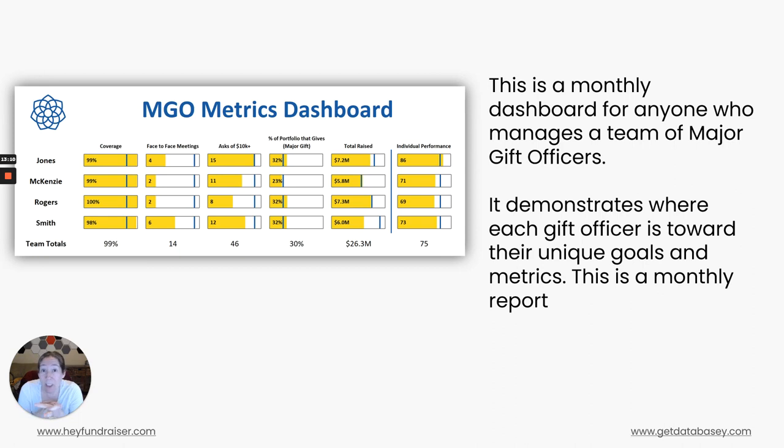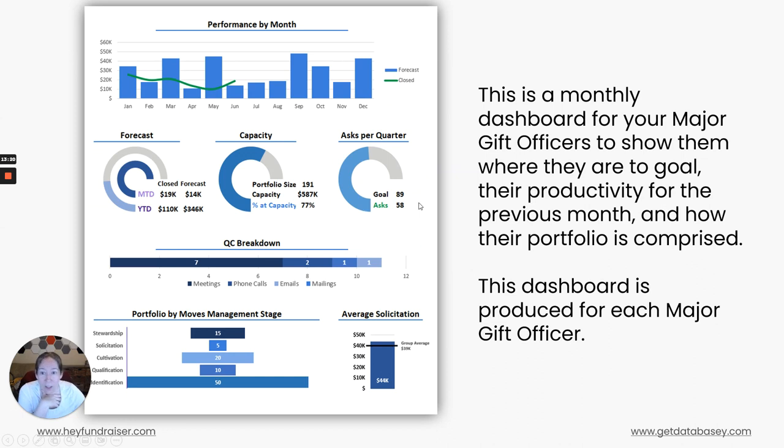It is helpful. I mean, major gift officers like to see it. So this report, I think our 4 major gift officers, they get it every month. They get this report so they can see where they are. And then they also get this report individually so they can see what their metrics are and how things are working for their portfolio.